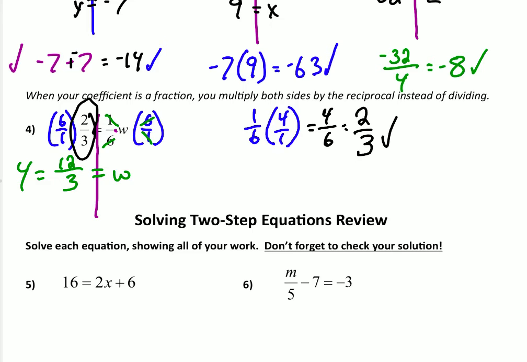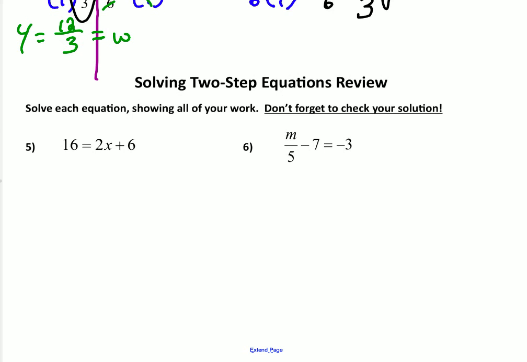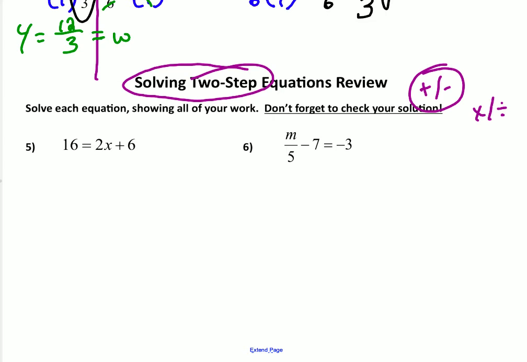All right, down to our bottom two. Let me see if I can scroll down here. All right, so these are our two-step equations, meaning we need to undo two things that happen to the variable. Remember, start with the adding or subtracting first, then we get to the multiplying or dividing second. But we always start with undoing the adding or subtracting in these equations.